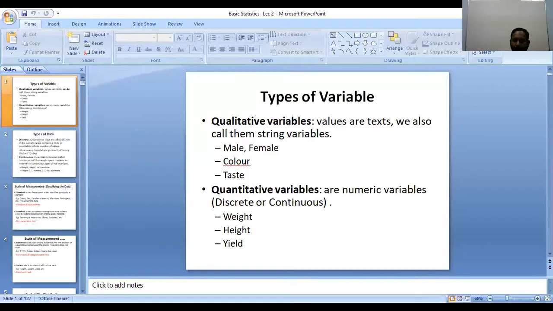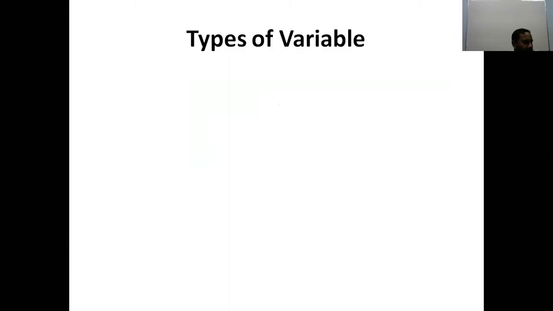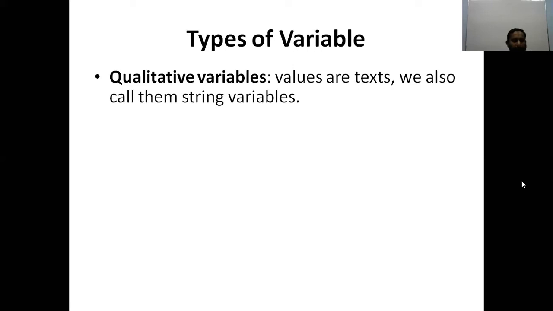We are going to talk about a new topic: types of variables. Can somebody tell me how, in general form, we can divide the variables? Mainly, in a broader sense, we can categorize variables into two groups. One is called a qualitative variable, right?